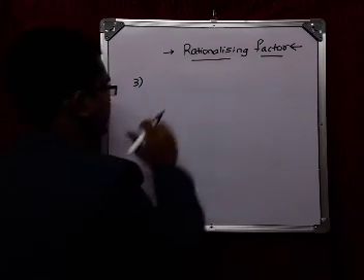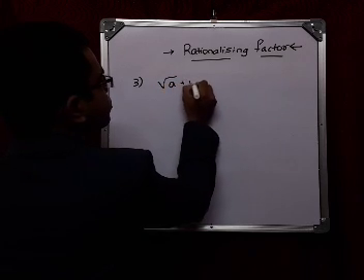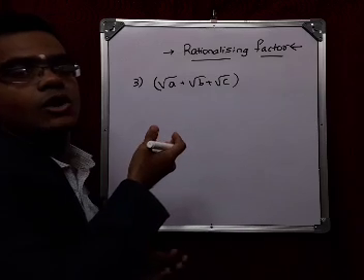Let's see. If at all you have it, let's see it out, sir. How to do that? Root a plus root b plus root c is there. I want to rationalize this. What can I do with this?